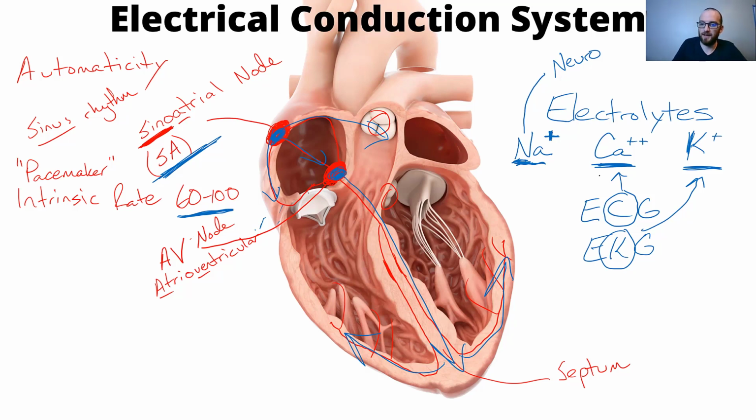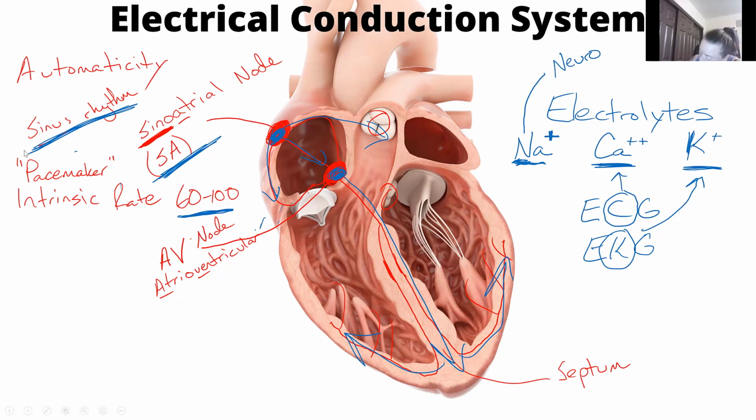Again, ECG and EKG: C for calcium, K is potassium. If potassium's high, it'll kill you. It's a big one. Those will really mess up the electrical conduction system and are much more likely to push us out of a sinus rhythm into a different rhythm like ventricular tachycardia or ventricular fibrillation, or some of those lethal arrhythmias that will actually kill us or put us into cardiac arrest.